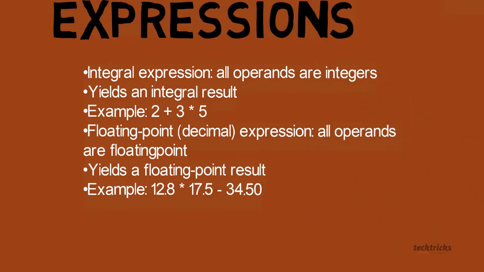Integral expression: all operands are integers. It yields an integral result. Example: 2 plus 3, multiply by 5. Floating point, or decimal, expression: all operands are floating point. It yields a floating point result. Example: 12.8 multiply by 17.5 minus 34.50.